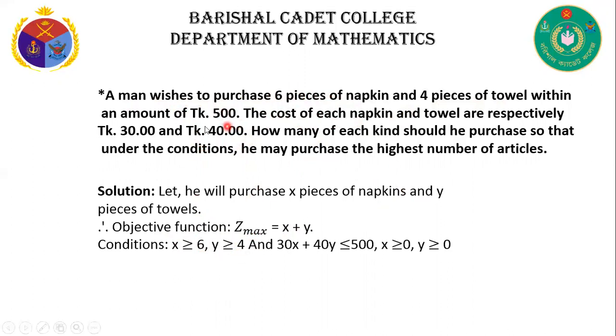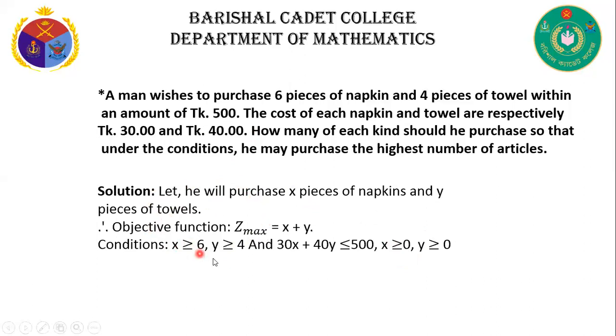And another condition is the cost price of napkin and towel as 30 and 40 taka, and within the amount of 500, he purchases within 500. That's why we can write 30x plus 40y less than or equal to 500, and x greater than or equal to 0 and y greater than or equal to 0. Always this term, because the number of napkins and towels are not negative. This is our formulation of the linear programming problem.